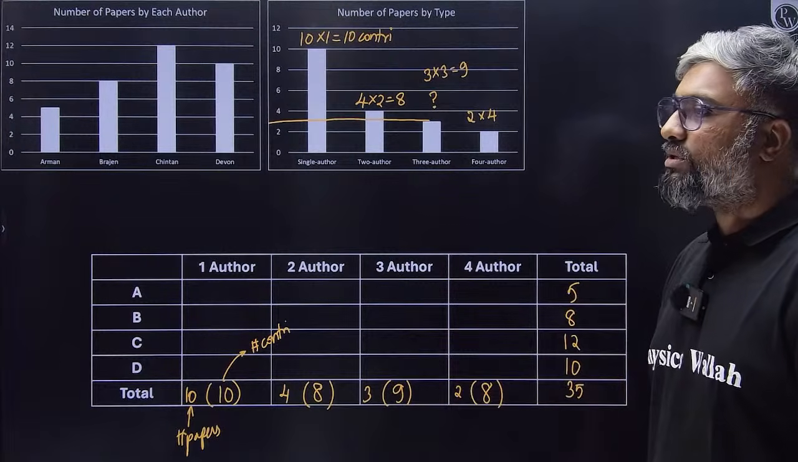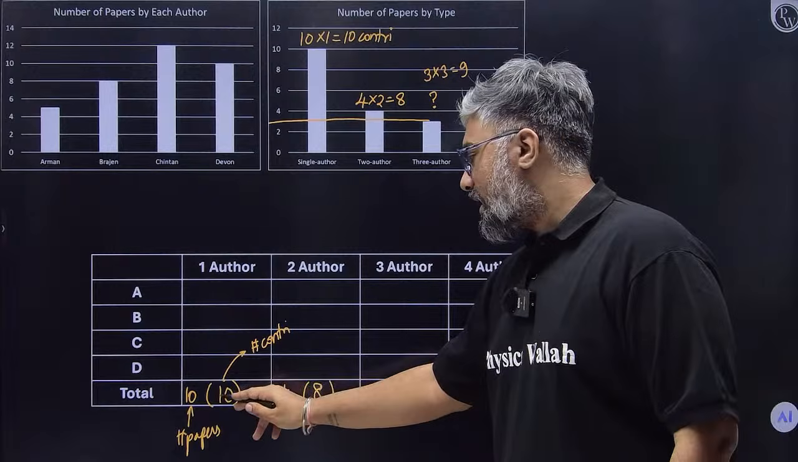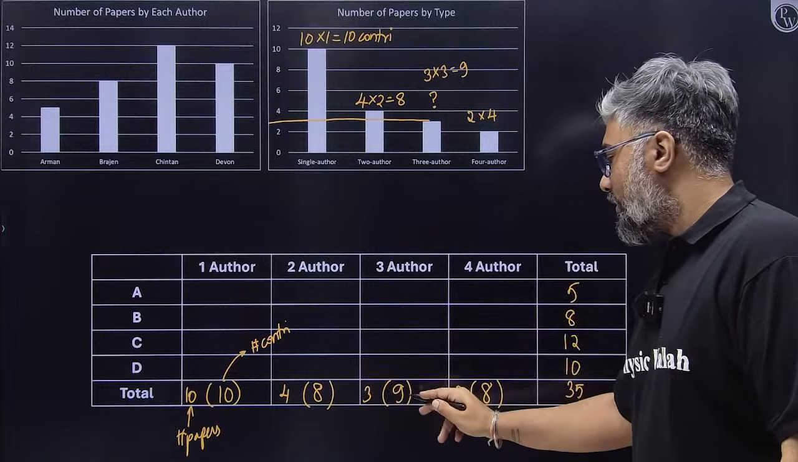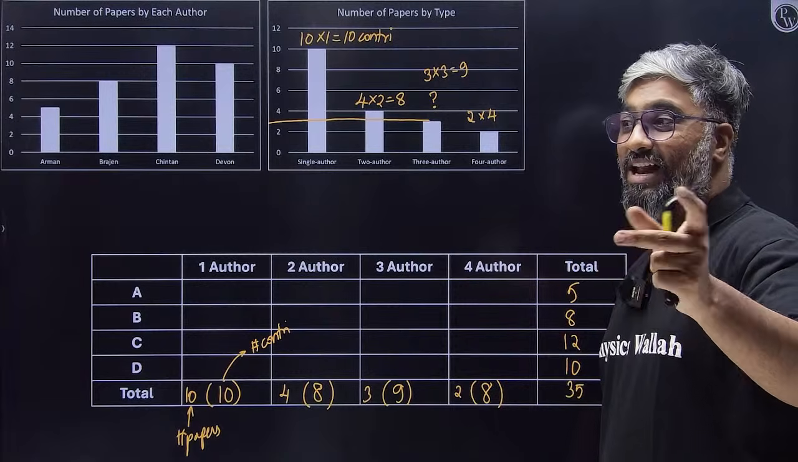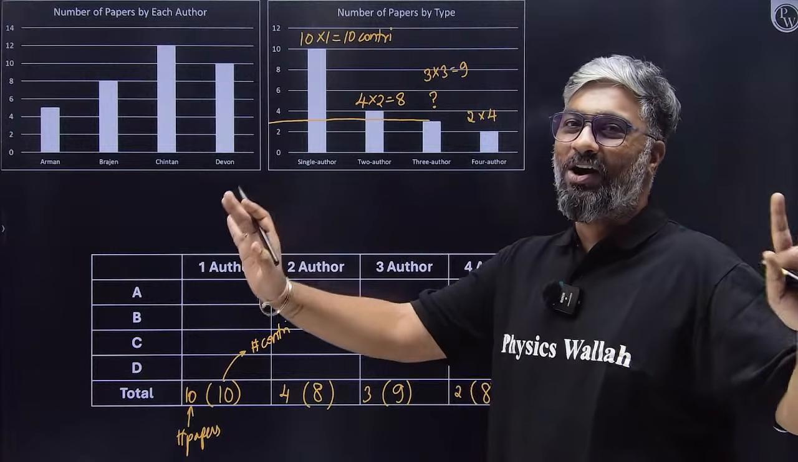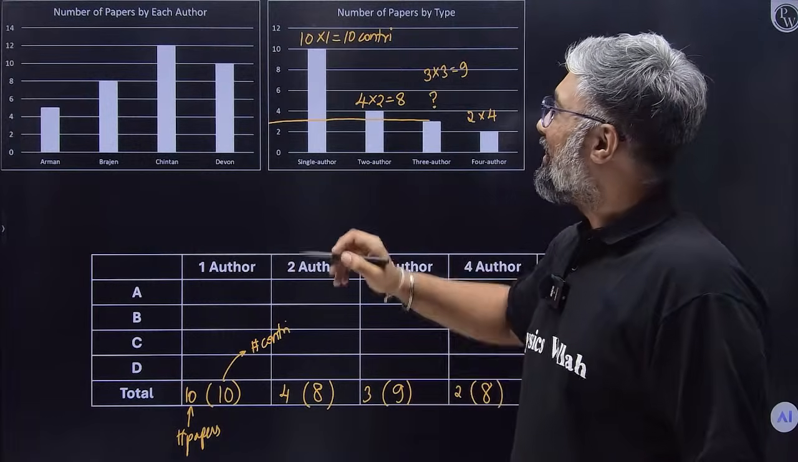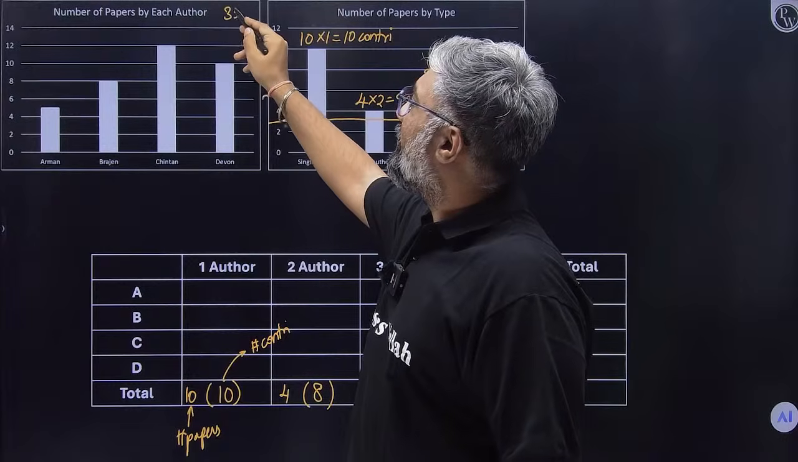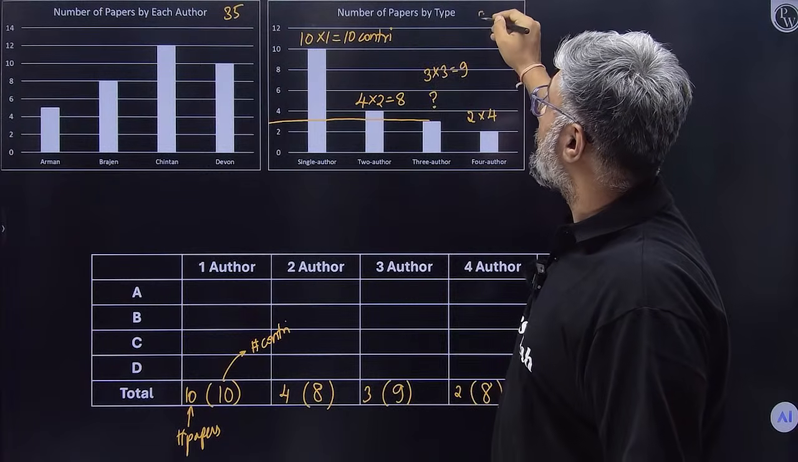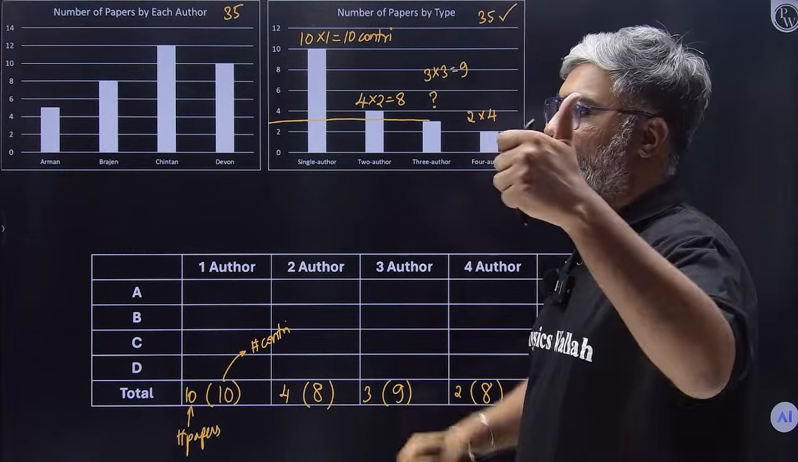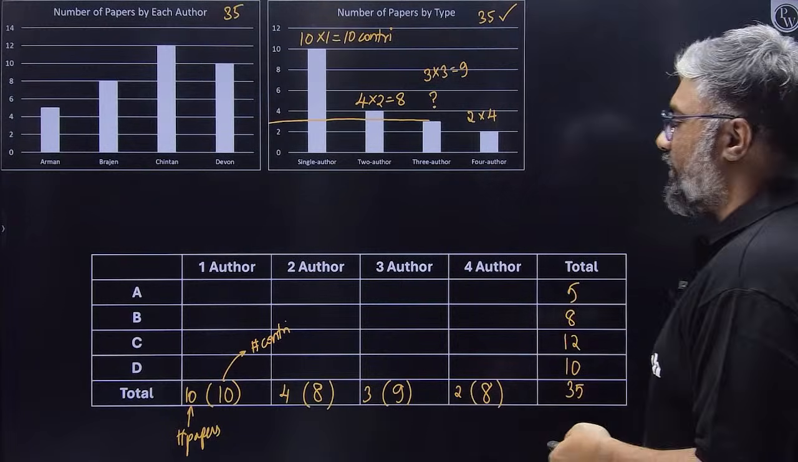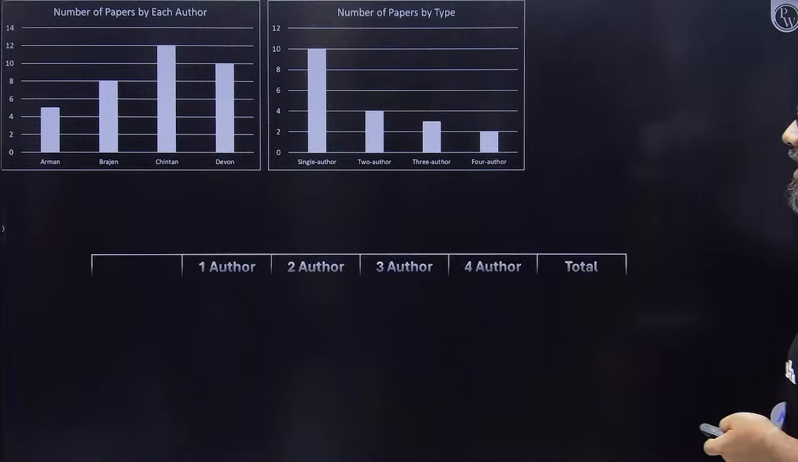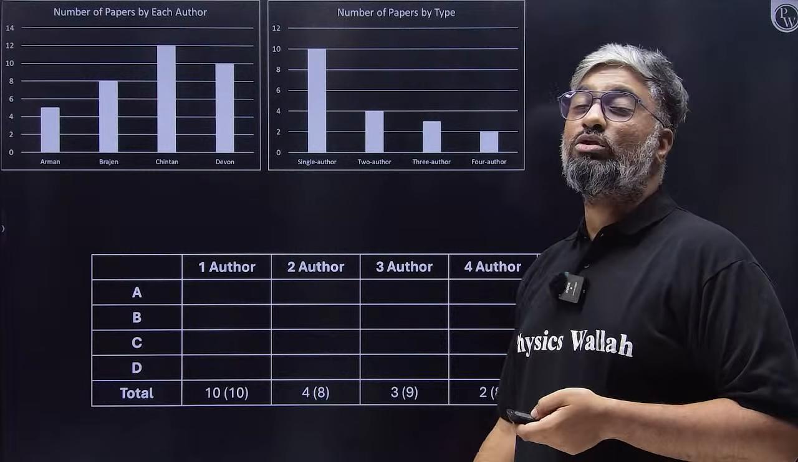Is it adding up to 35? 10, 18, 27, 35. Perfect. Now is there a disparity? No longer. Is there a mismatch? No. This being 35, this being 19 papers but 35 contributions, check. Cool? Sorted now? Perfect. Alright.